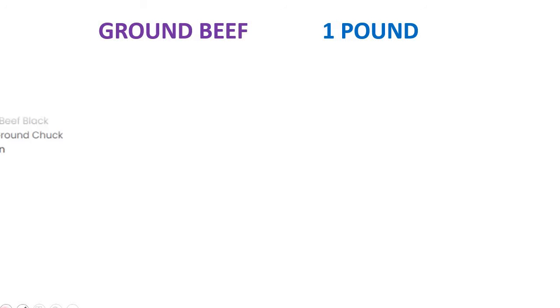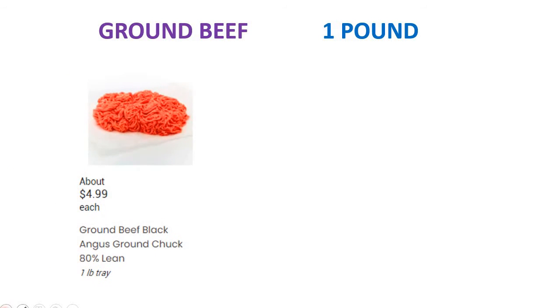The ground beef, I like the 80%. I don't like to go lower than 80% because it's a little bit too greasy for me. So I found this for $4.99 a pound. And because those labels are the same, I didn't need to do any research to make any conversions. So we're good there.